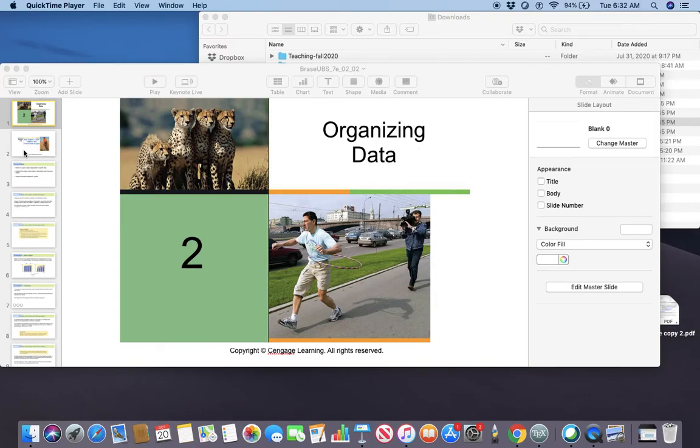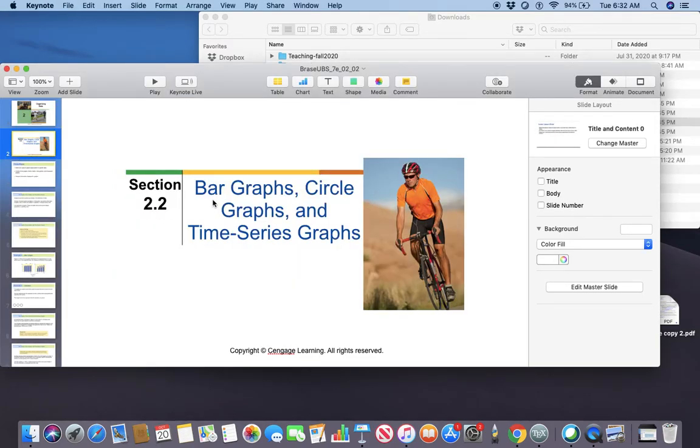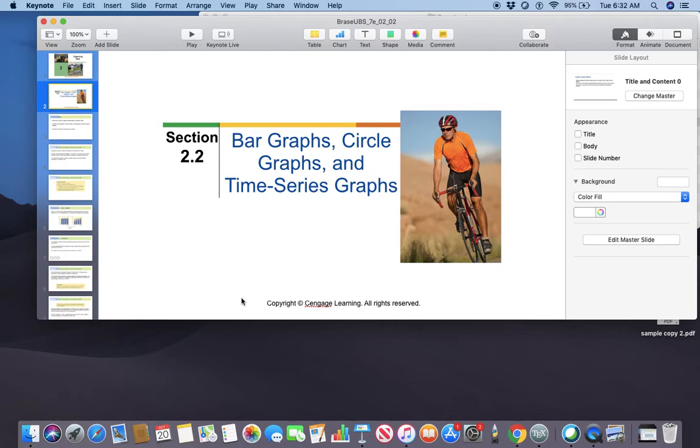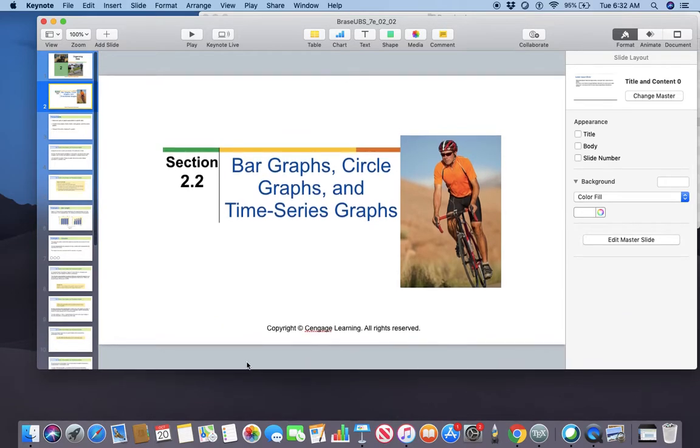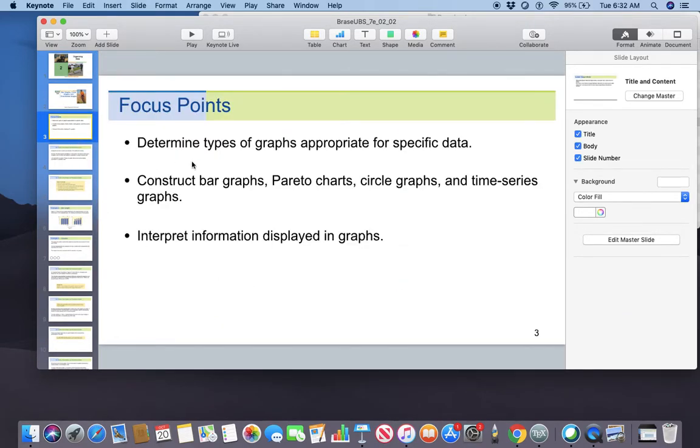Organizing data, section 2.2: bar graphs, circle graphs, and time series graphs. This is simply a survey of various ways of organizing data. So, determine types of graphs appropriate for specific data. Construct bar graphs, Pareto charts, circle graphs, time series graphs, and interpret information displayed in graphs. So these are the focus points of this particular lesson.